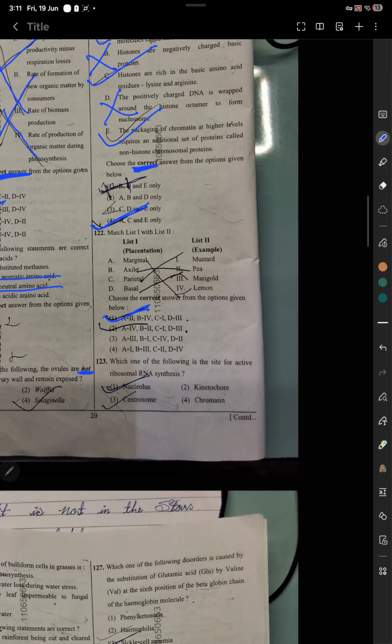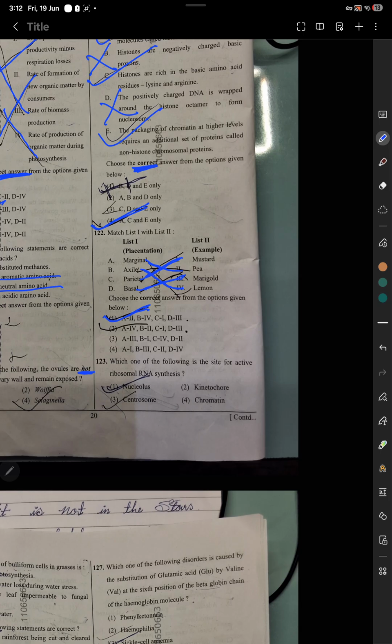For marginal it's pea, and for axial it's lemon. Then parietal it's mustard, and for basal it's marigold.